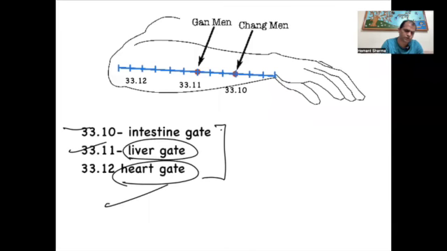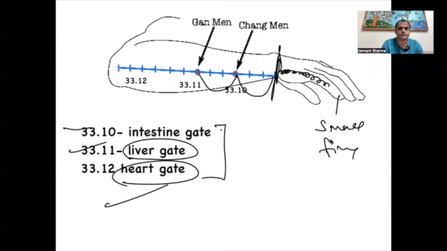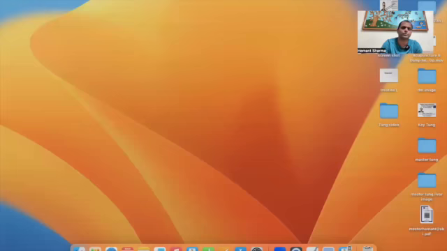If you see here, this is the small finger, and this is the small finger. From the small finger side, if I go Trichun, then again Trichun, then if I go Trichun, I will meet with the intestine gate. If I go again Trichun, I will meet with the liver gate. These two points are great points for intestine and liver.